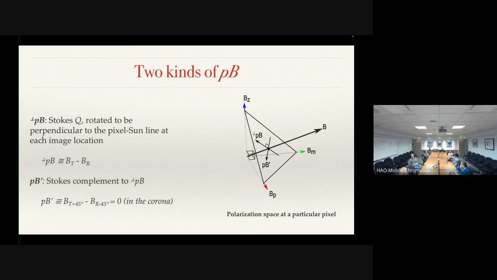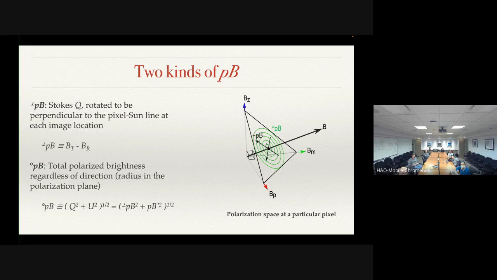With PUNCH, we treat PB as a quasi-Stokes parameter. It's been rotated to match the particular pixel that it's measured in. And of course, there's a PB prime as well that's 45 degrees to that. And so in this funny polarization coordinate system, it's 90 degrees. But in real space, it's 45. It turns out there's another way to measure polarized brightness, which is to measure total polarization, regardless of angle.